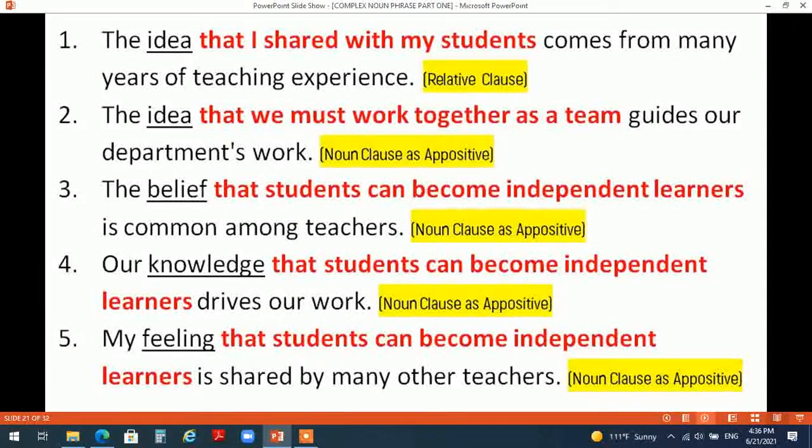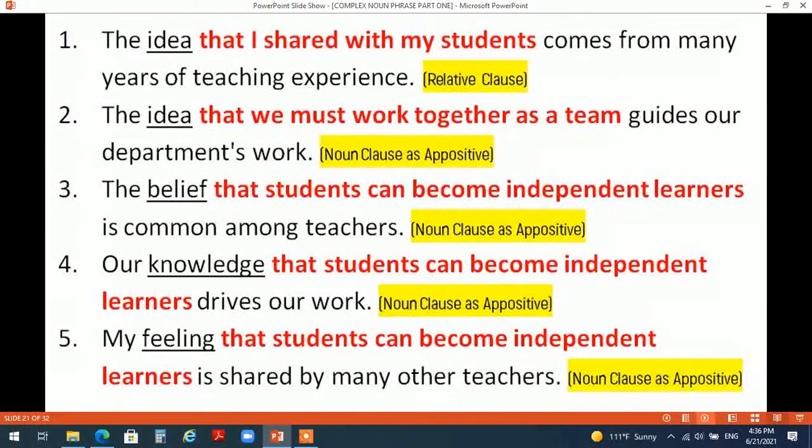And number three, the belief that students can become independent learners is common among teachers. Here again we have an appositive clause because I cannot use which and I cannot omit that. Number four is the same. Our knowledge that students can become independent learners drives our work. Here again I have an appositive clause. Why? Because I cannot use which here and I cannot omit that.